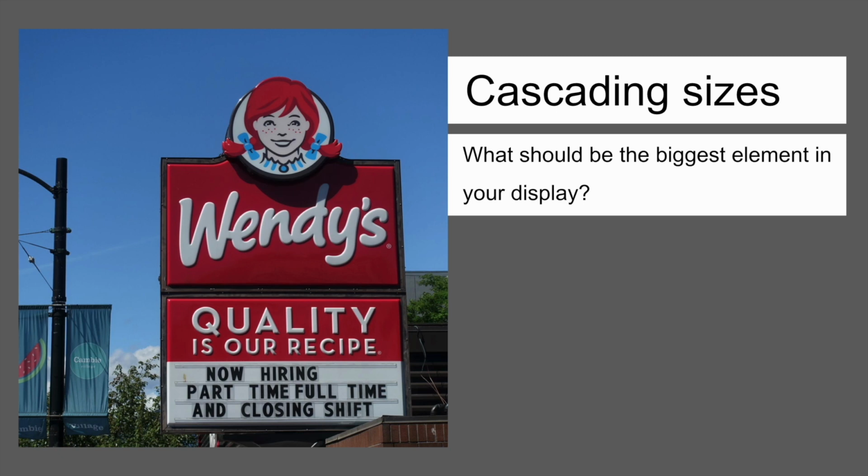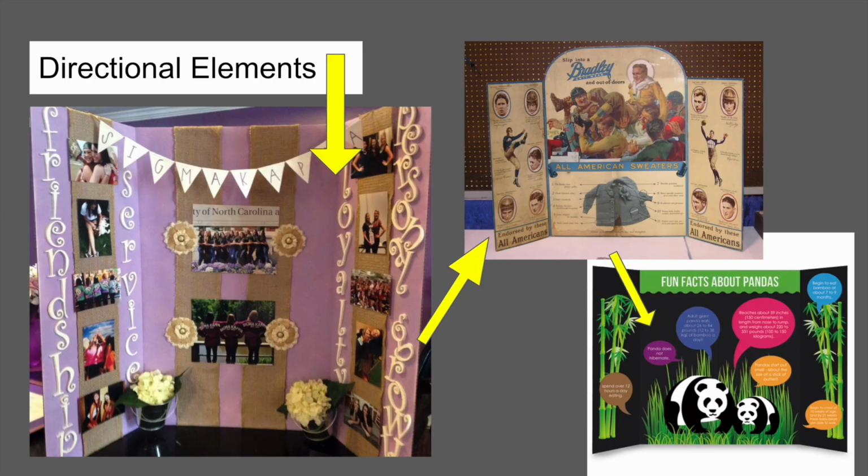But right below that is their slogan, quality is our recipe. This would be like your headers. Slightly smaller, just splitting up your display into different sections. Then finally we go even smaller with your block text. This is how you first entice your viewer and then slowly draw them into the meat of your information.